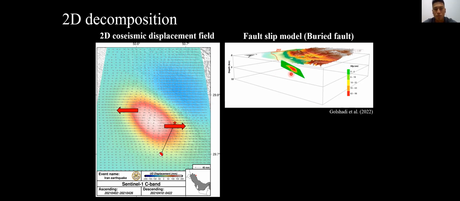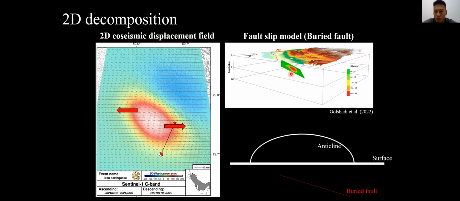So based on these observations, I think I came up with an easy model that the fault is somewhere here, and maybe here we originally had an anticline, an analog of it, and the surface here. So when the fault ruptured, it caused uplift here and all the way, and all of the anticline as well. Just everything just moved up.